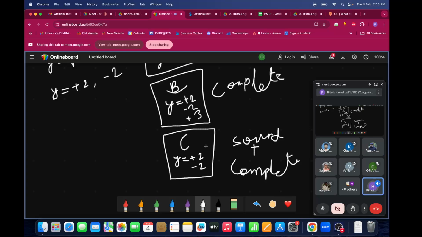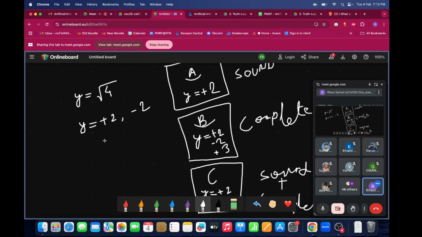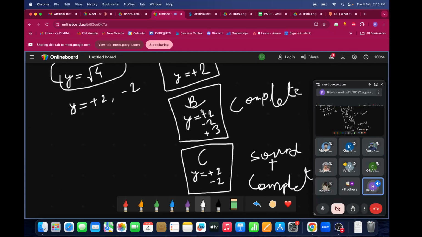Sorry, Varun, your voice was breaking. Yes, that becomes B. The reason why I was slightly hesitant when you asked whether we should include y equals root 4 is that y equals root 4 is also true, right? So maybe we should also add that as a possible true statement. Yeah, in which case B would also have to derive y equals root 4, and C would also have to derive y equals root 4. Thanks for pointing that out.